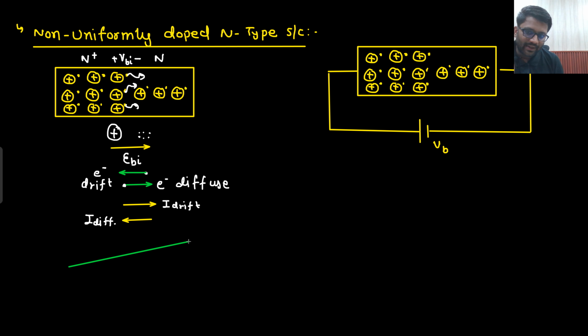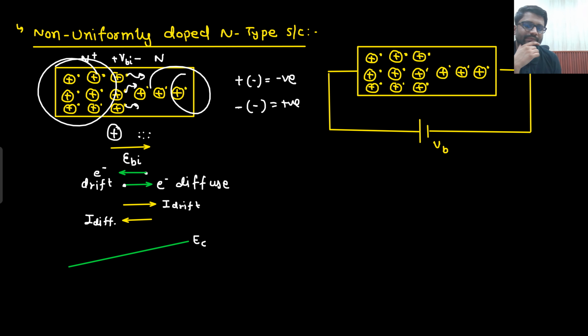This kind of energy band diagram we were making. There would be a slope in EC. Why is that so? Because this particular part is positively charged and this particular part is negatively charged. Because of the positive charge, the energy of the electrons is going down, and because of the negative charge, their energy is going up. So this side energy is going up, this side energy is going down, right?